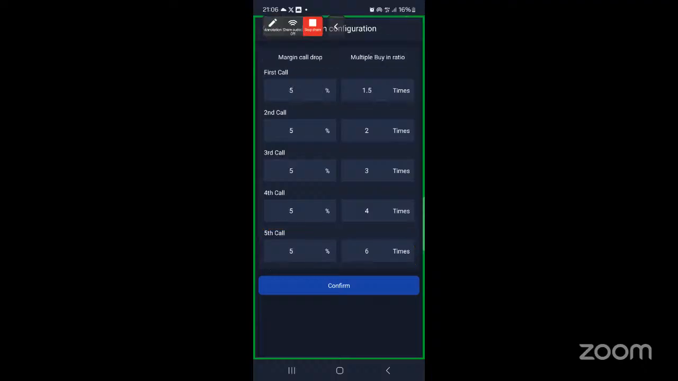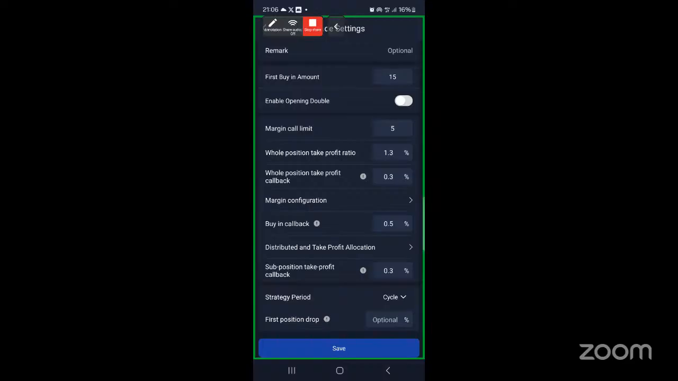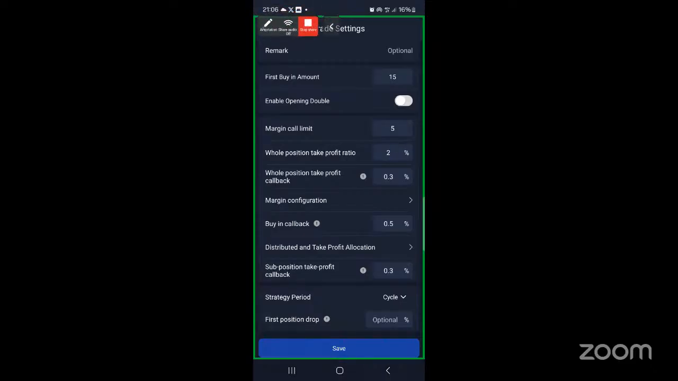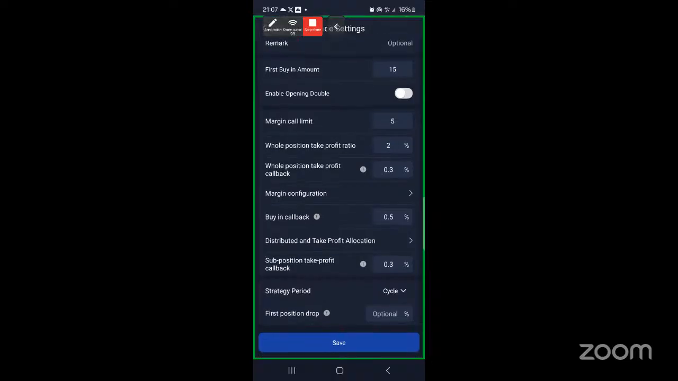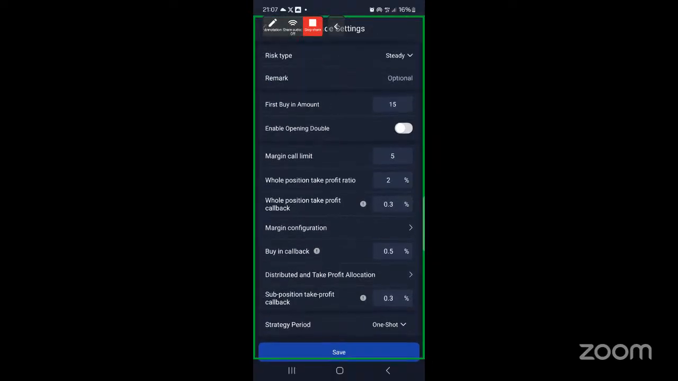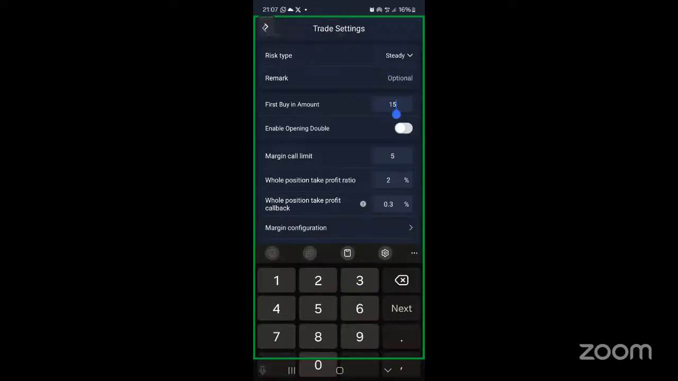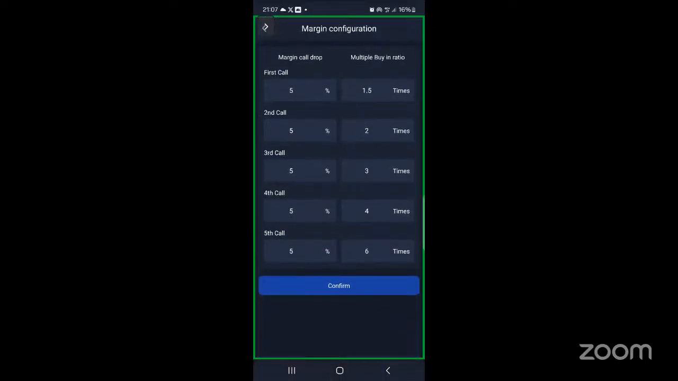And this is just an example. So I will save here. We are expecting the market to go to negative 30%. That is the expectation. I'm going to put in here 2%. I'll take 2% as an example, and change down here from cycle to one shot, the way it is now. Then I'll put here the name of my strategy.